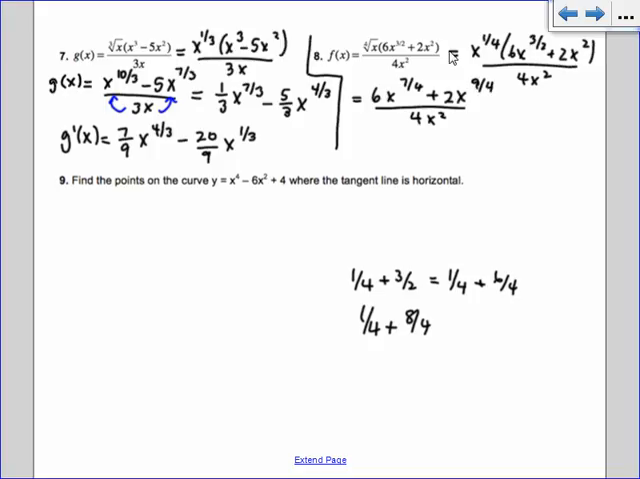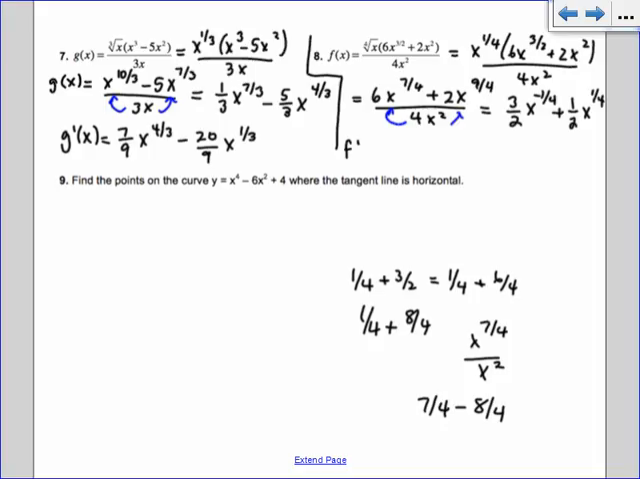So the 4x squared goes into both pieces. I get 6/4, so I get 3/2, and then I have x to the 7/4 all over x squared. Think about 7/4 minus 2, so minus 8/4. So I get x to the negative 1/4. Then I have plus 1/2 x to the 9/4 minus 2, which becomes 1/4. Okay, did everybody get that for f of x simplified?